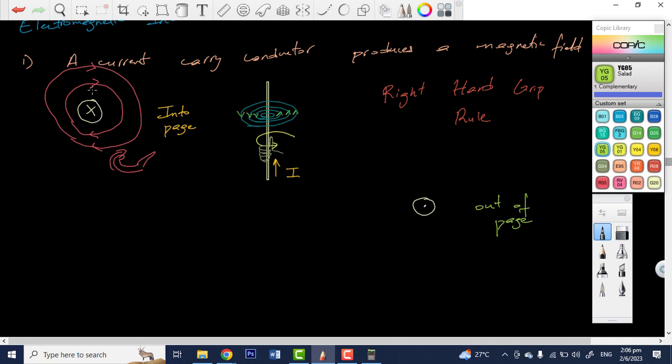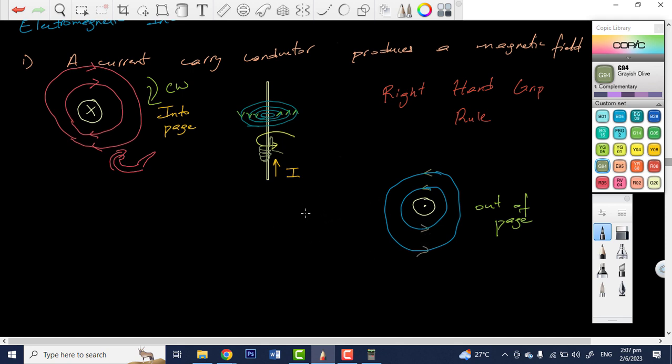And if into the page, the field lines are clockwise, this is going this way, so they are clockwise. For this one now, it's going to be anti-clockwise. And we can use the right hand grip rule just to prove it. So we're going to place the thumb so that it's pointing towards us. And we're going to see that our fingers are going to be curling to the left at the top and then to the right at the bottom.